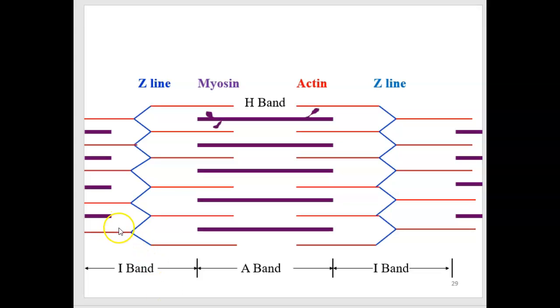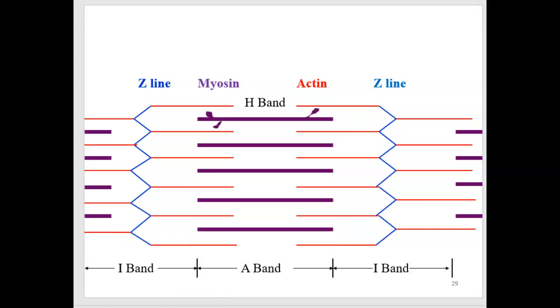So the I band will actually encompass two sarcomeres. The Z line is in the middle of an I band. And then an A band, which is the dark region within the middle of one sarcomere, and then the H zone or H band where you only have myosin.